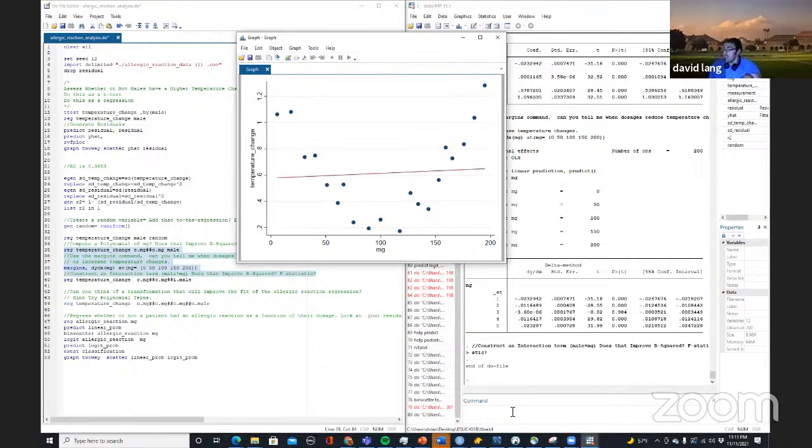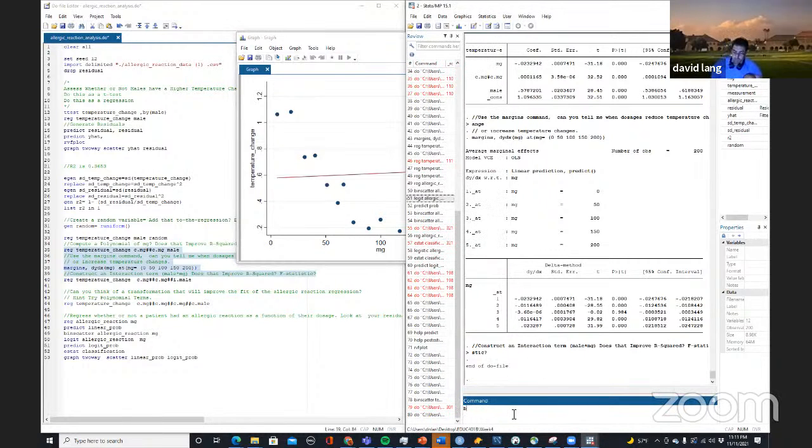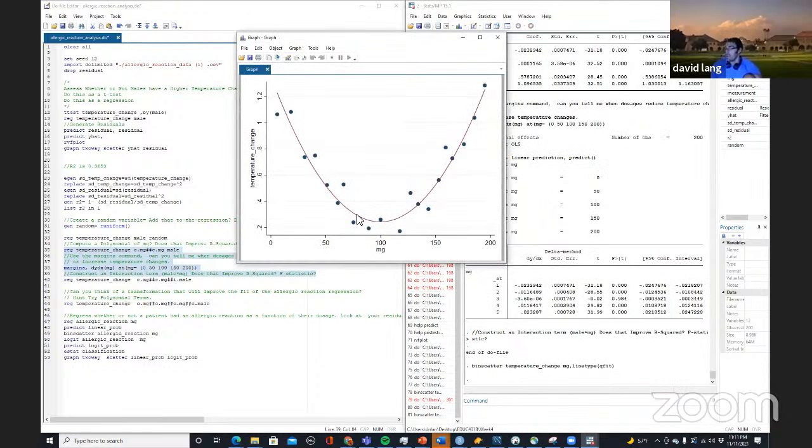And just to show you how you can set a polynomial with the binscatter command, you could also do binscatter, temperature change, mg, line type, quadratic fit. And you can see quite clearly that this seems to do a pretty good job approximating what's going on in the data.